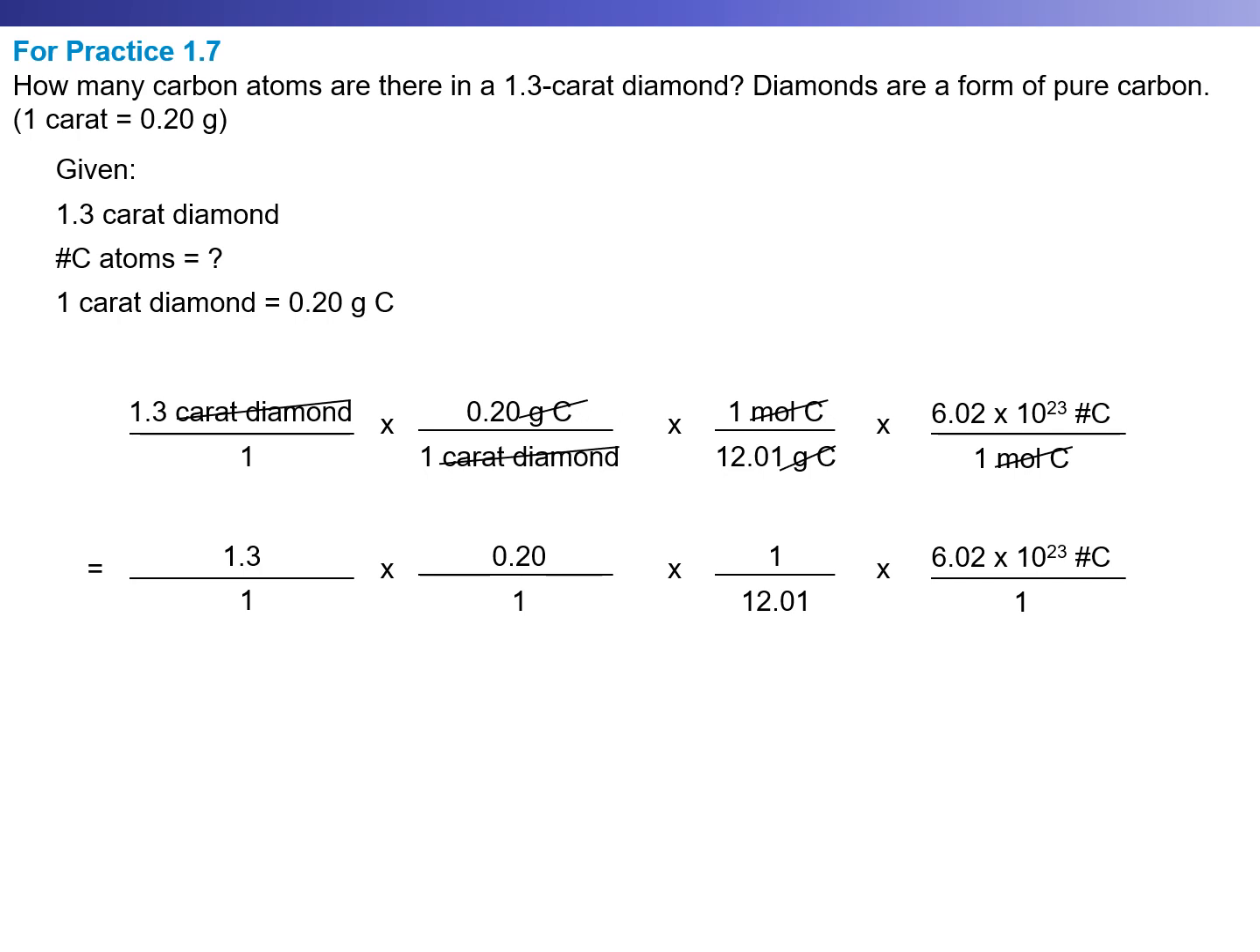Now at this point, what you want to do is multiply everything on the top, and then multiply everything on the bottom. I'm going to do that. So I'm going to multiply everything on the top and everything on the bottom, and I end up with 1.565 times 10 to the 23rd number of carbon atoms over 12.01. And now we just finish out the math, which means I'm going to divide the top by the bottom, and I end up with 1.30 times 10 to the 22nd number of carbon atoms in our 1.3 carat diamond.